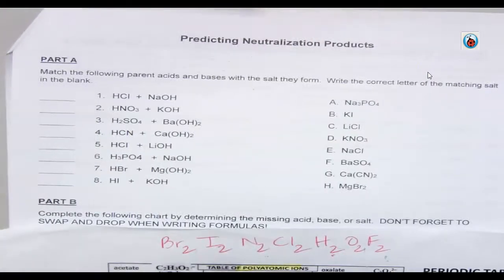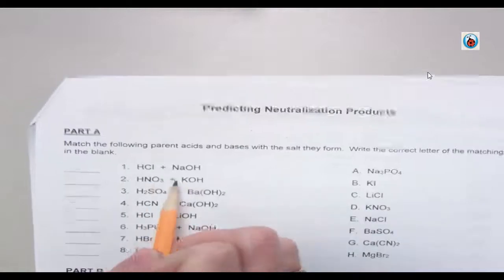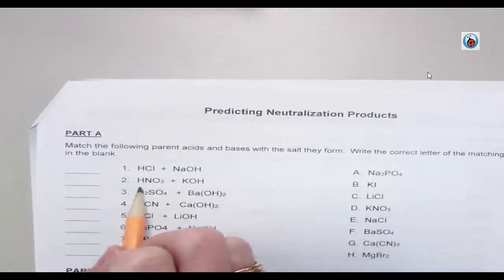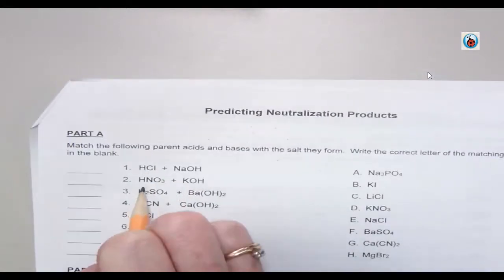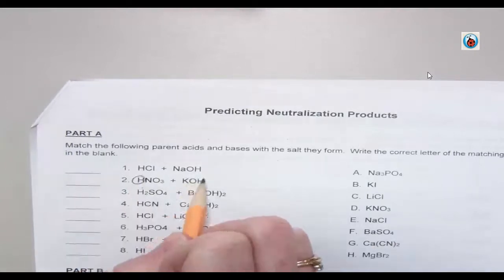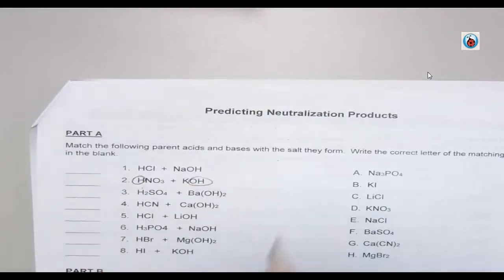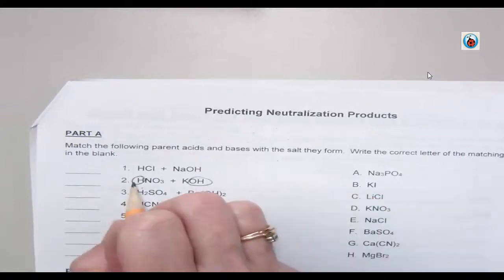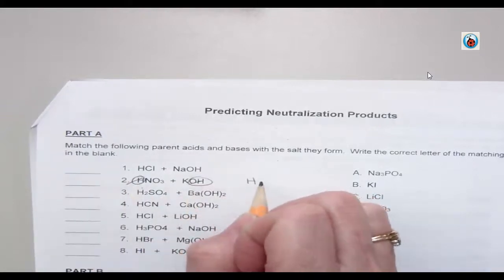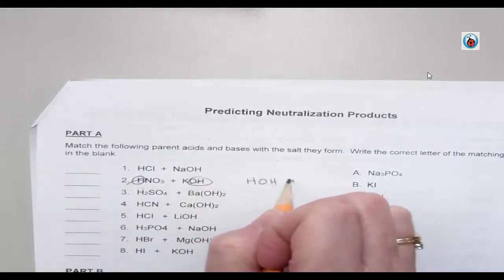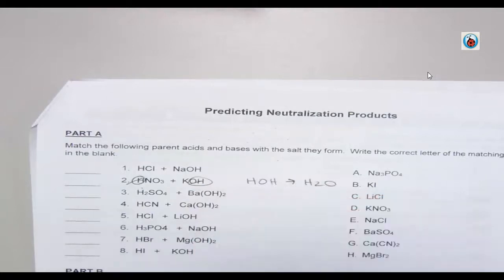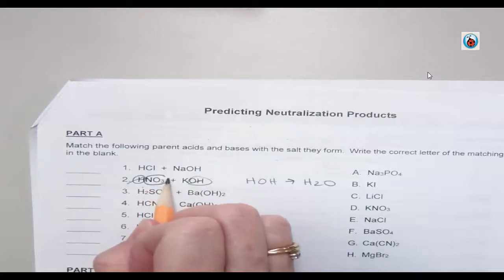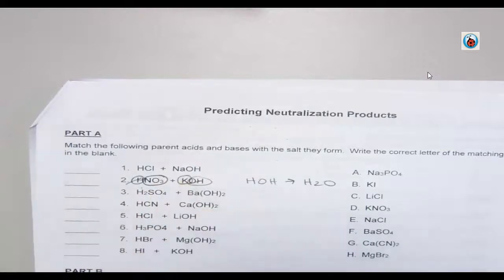Okay, let's look at how we're going to predict the products of these. All right, so when you're doing these, let's do number 2. We've got the H and the OH. What happens? Those form HOH, also known as water. Okay, so what's left over? I've got K and NO3.